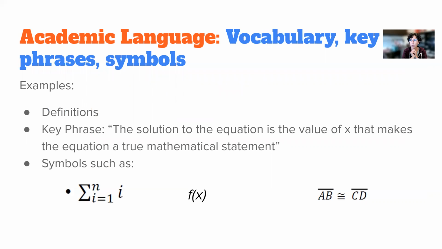And then finally, symbols. This is really important in mathematics, right? So some examples would be like summation notation, function notation, or a particular notation that we use when we talk about geometry relationships. So it's really important to think about the symbols that are going along with the key phrases and definitions that you're using in your lessons.